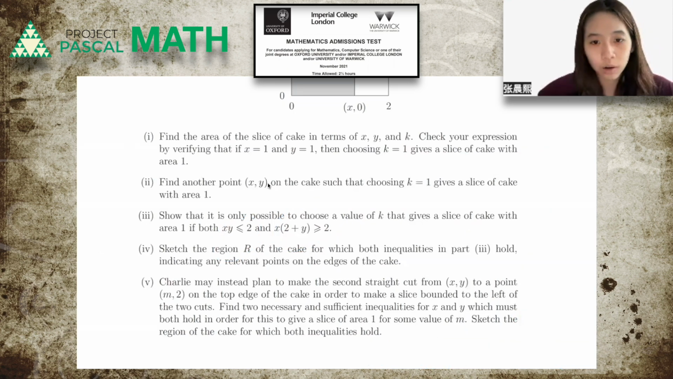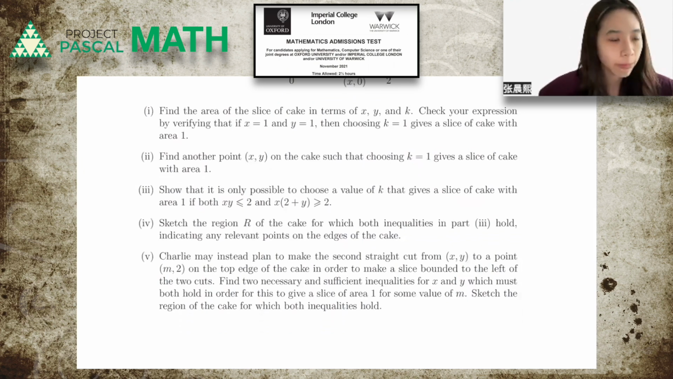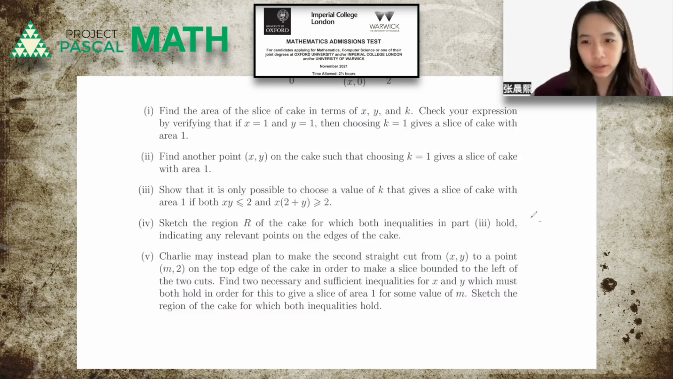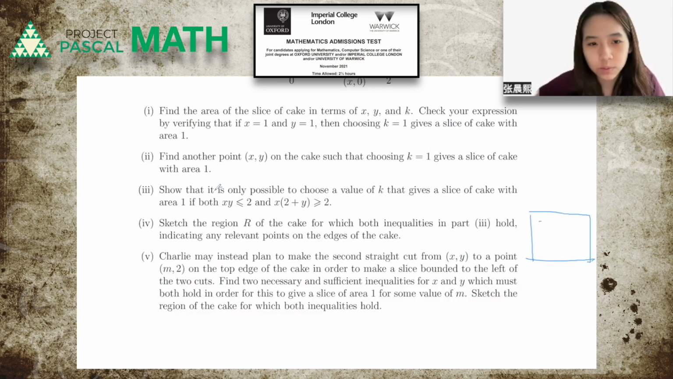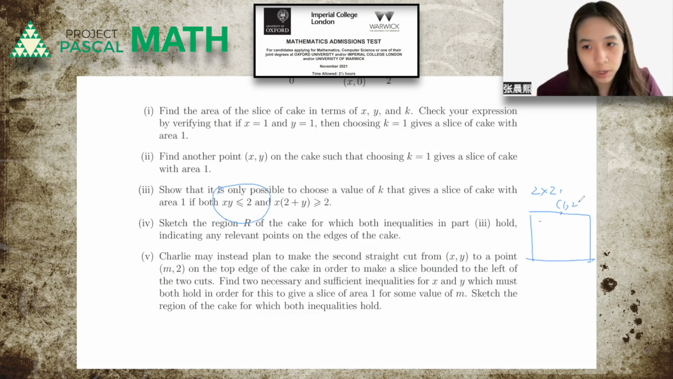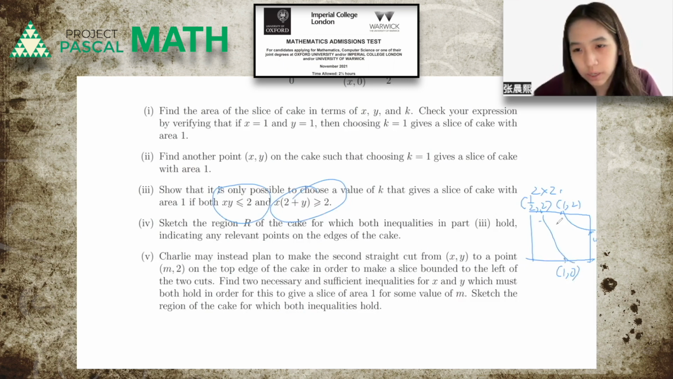Sketch the region R of the cake in which both inequalities hold. Unfortunately, in the actual contest, you probably have to sketch it out yourself. So xy is less than or equal to 2. We consider something that's 2 times 2. So when this is 1, 2, this is 2, 1, since it's a reciprocal graph. And then you have this also. When you're on top here, it's a half and 2, and when you're at the bottom here, it's 1 and 0. So you just consider the shaded region in between, and that's R.